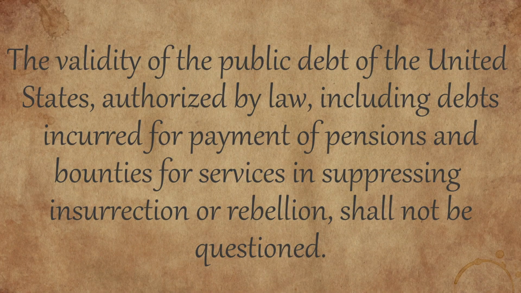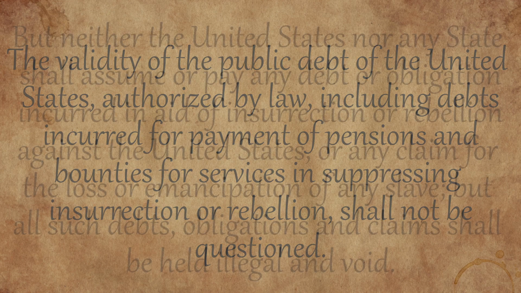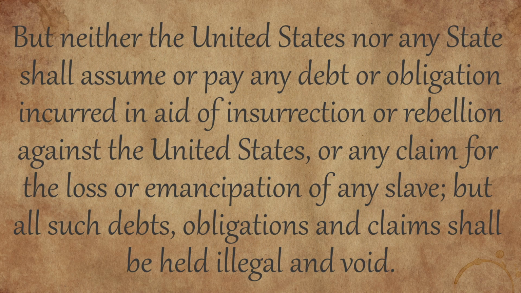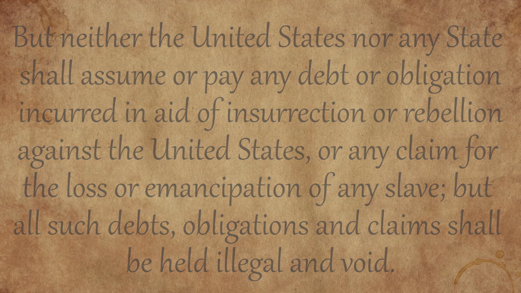4 in its entirety. The validity of the public debt of the United States, authorized by law, including debts incurred for payment of pensions and bounties for services in suppressing insurrection or rebellion, shall not be questioned. But neither the United States nor any state shall assume or pay any debt or obligation incurred in aid of insurrection or rebellion against the United States, or any claim for the loss or emancipation of any slave, but all such debts, obligations, and claims shall be held illegal and void.